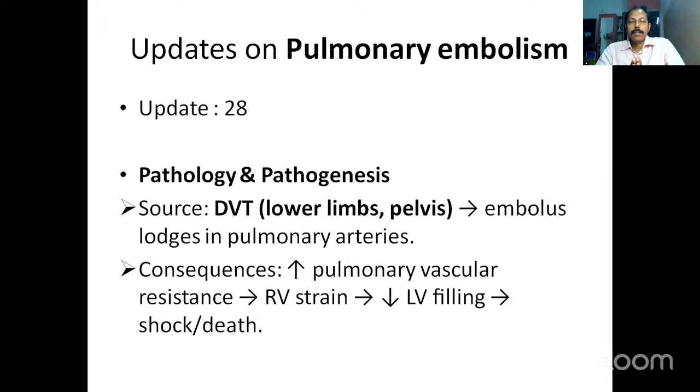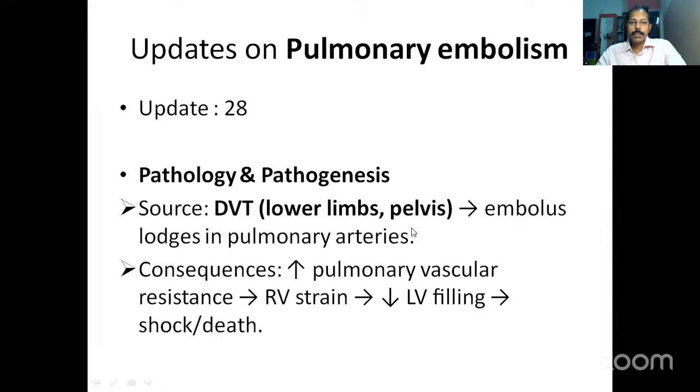And these are all the new updates about the pulmonary embolism. Again, this topic has been newly added in this Sabiston 22nd edition. And regarding the pathology and pathogenesis, coming to the source of pulmonary embolism, as you all know, it is a deep vein thrombosis in the lower limbs or pelvis. The embolus lodges in the pulmonary arteries.